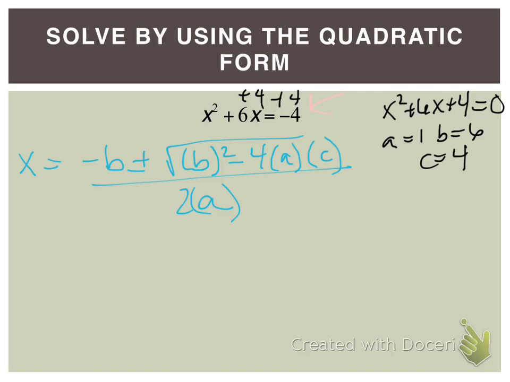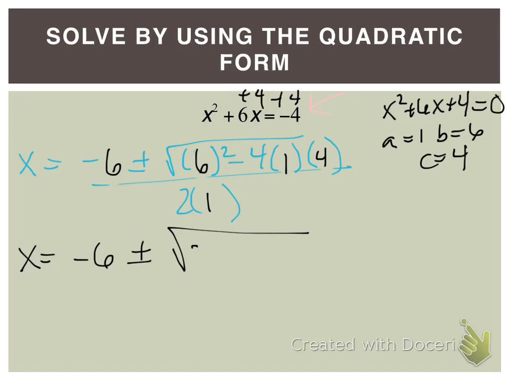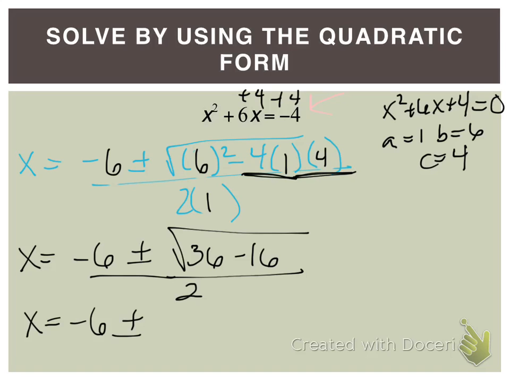So now we can just do our replacing. So my b's in these spots are going to be 6's. My a's are going to be 1's. And my c is going to be 4. So now let's go ahead and solve. So we got x equals negative 6 plus or minus the square root. 6 squared is 36. Negative 4 times 1 is negative 4, times 4 is negative 16. And then 2 times 1 is just 2. So we get x equals negative 6 plus or minus the square root of 36 minus 16, which is 20.